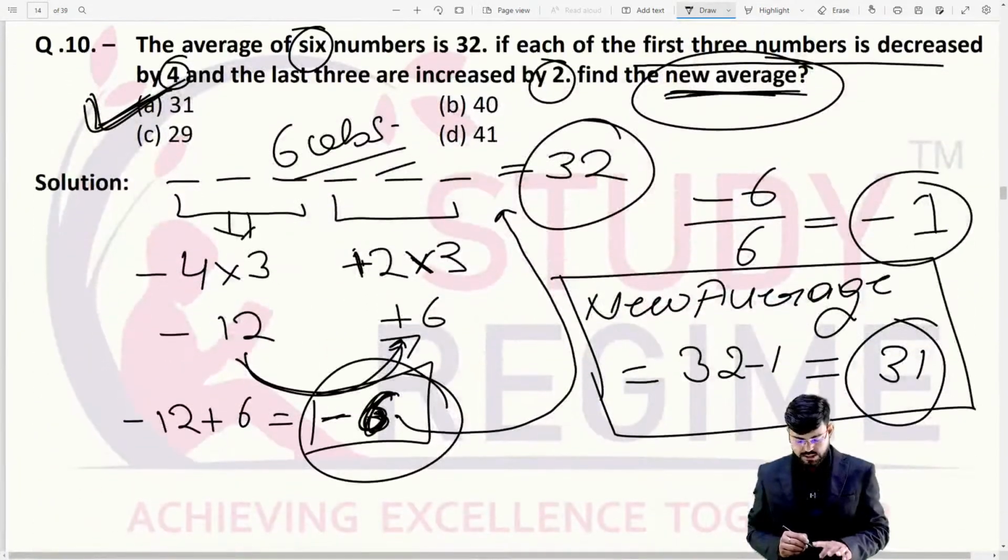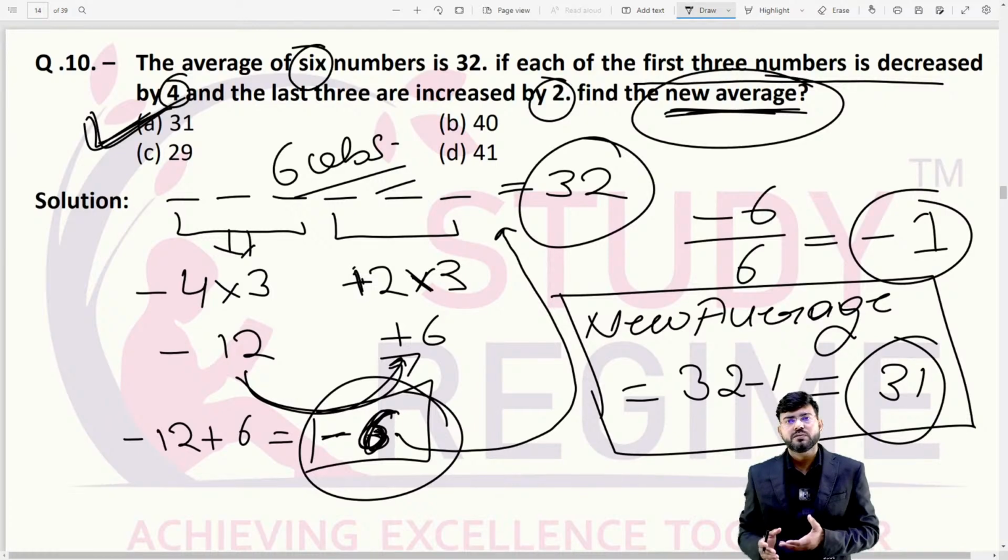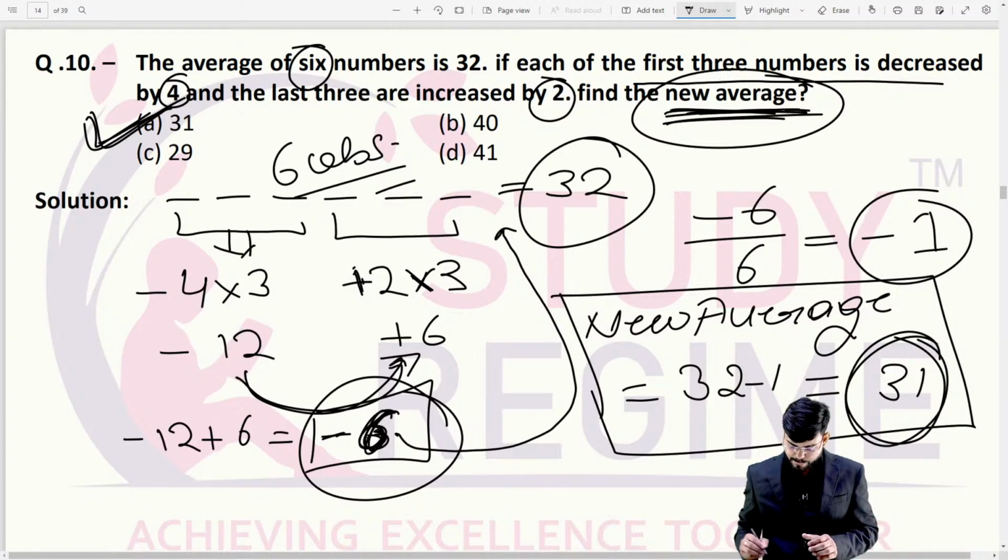Okay. The last question was: the average of 6 numbers was given, and the first 3 numbers decreased by 4, and the next 3 were increased by 2. So I have calculated the new average like this. So till now, I think you are very much familiar with the average. I hope you can solve the questions regarding the average. So let's move on with the next topic.